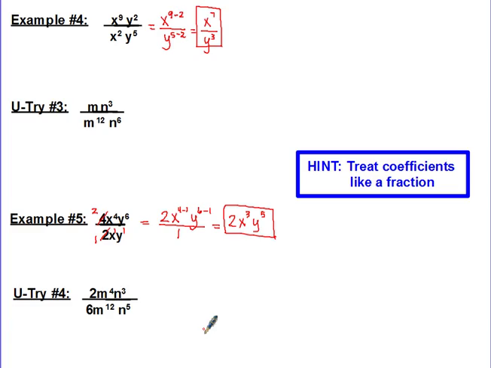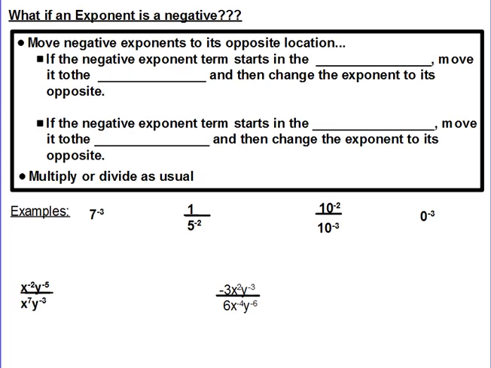Always simplify, simplify, simplify. Right. So that's the front side of your handout. Make sure you got the U-tries completed before you move on to the flip side. So what happens when the exponents are negative?